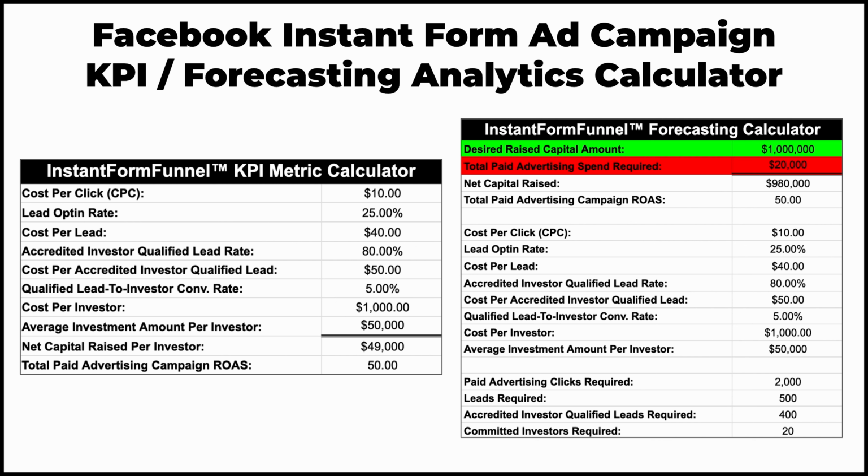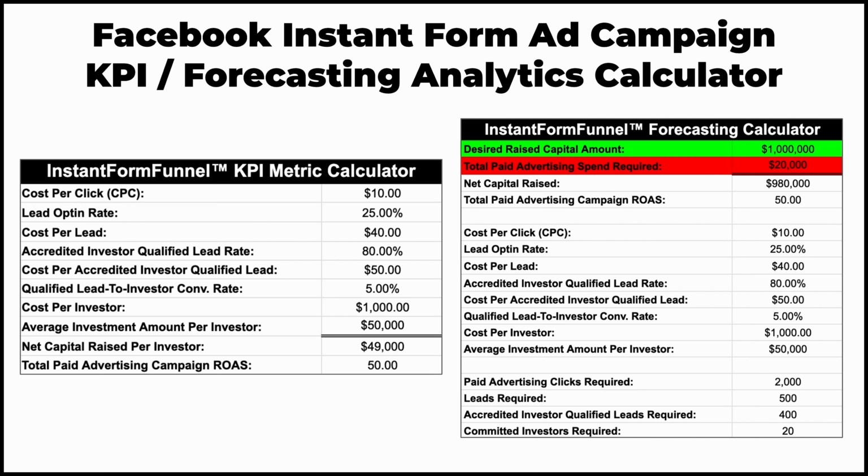And then once we actually launch our campaigns, let's say we run $1,000, $2,000, $5,000 in paid traffic, then we can come back to this calculator and we can reform our KPIs. So let's say our cost per click was actually $5. Well, that's now going to cut our cost per lead essentially in half if all the other metrics are kept constant. So that's going to cut our total paid advertising spend in half as well.